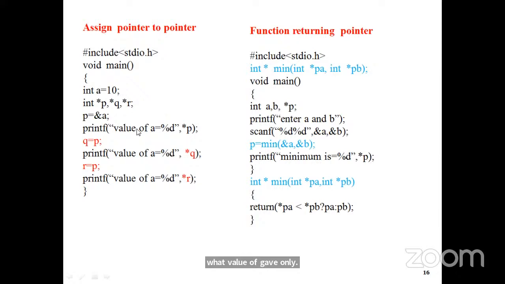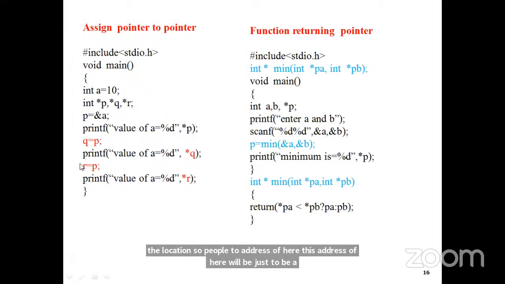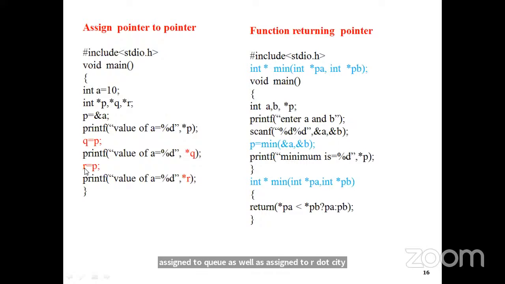In all the three cases, we just copied the address. So p equal to address of A. This address of A we have just assigned to Q as well as to R. That's it. Nothing more. So in all the three cases, what is the output? The output value is 10.